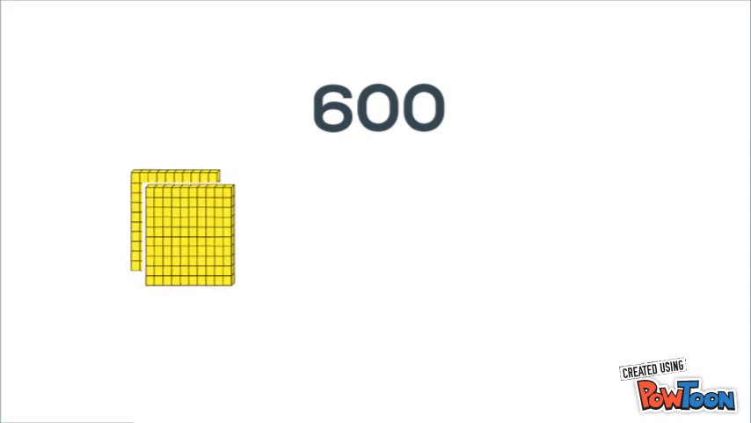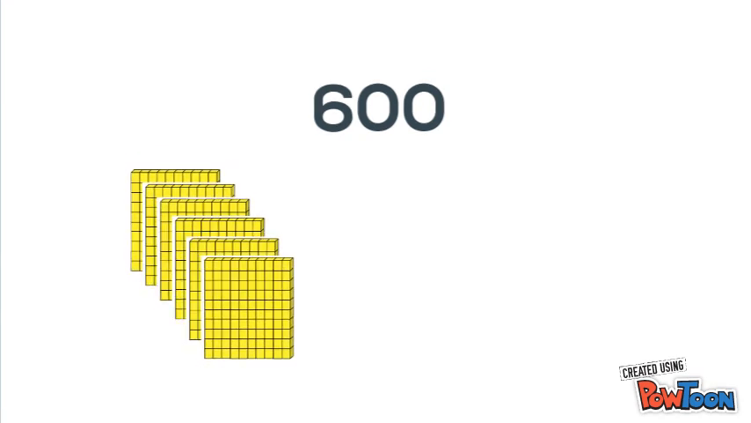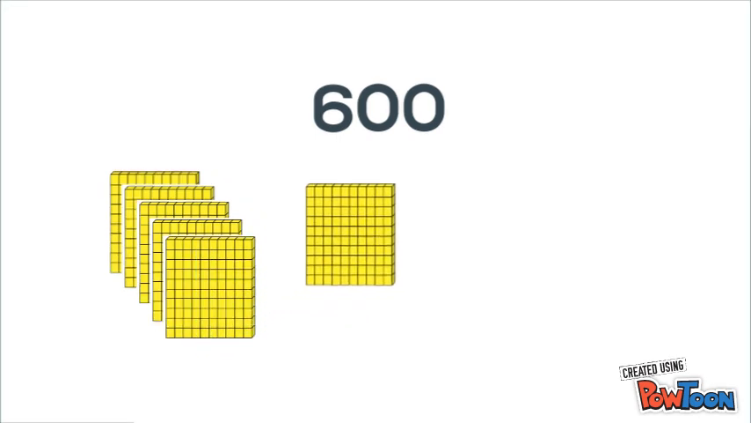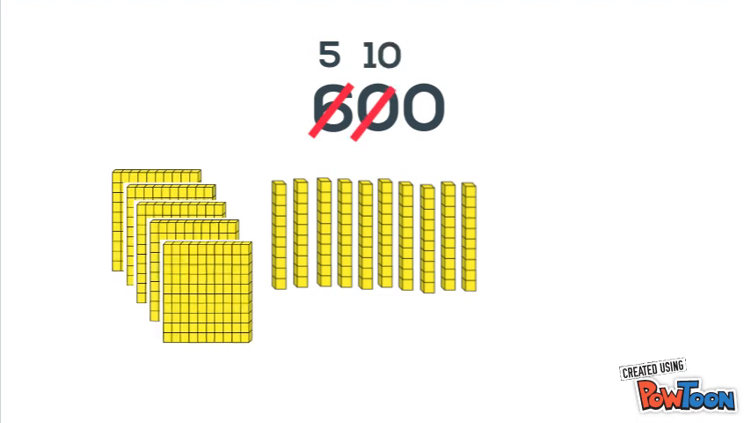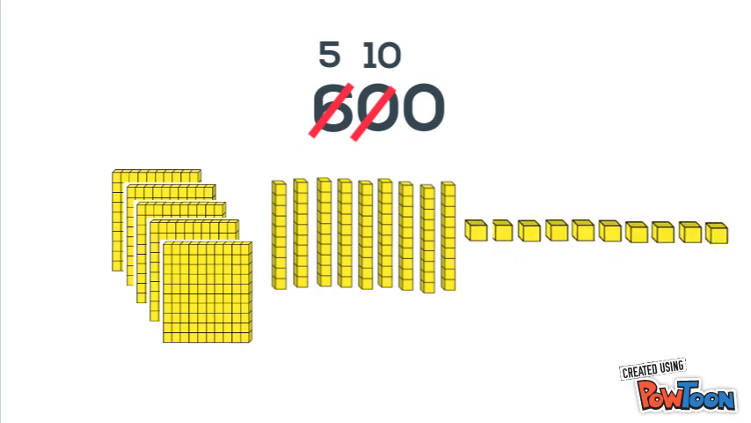Let's try this one more time with the number 600. So we can start out by representing 600 with 6 flats or 6 of our hundreds. And to rename it, we're going to unbundle one of our hundreds into 10 tens. So 600 is the same as 5 hundreds and 10 tens. We can rename it one more time by unbundling one of our tens into 10 ones. So 600 is the same as 5 hundreds, 9 tens, and 10 ones.